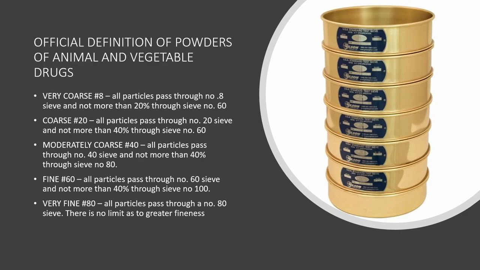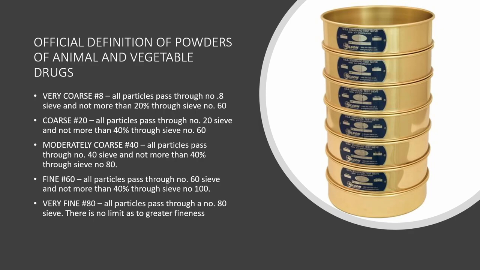Okay. So for very coarse, number 8, all particles pass through a number 8 sieve, and not more than 20% passes through a sieve number 60. So before you pass any powder or granule through a sieve system, you have to take note of the weight first. Example, a good example should be like 100 grams. So for it to be very coarse, all particles must pass through number 8. So 100 grams of your initial mixture should pass through number 8. And not more than 20% pass through sieve number 60. So at least 80 grams must be retained at sieve number 60.